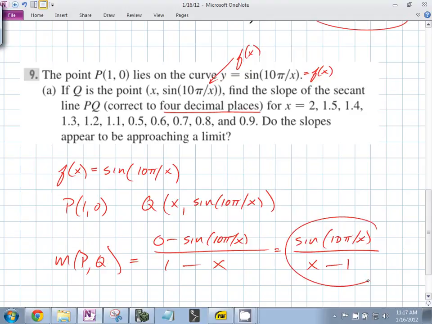This represents the slope we're trying to find, right? How many x values do we have to plug into that? 11. 2 is the first one, then 1.5, 1.4. So in order to expedite this, what are we going to use? Our calculator. Thank you.